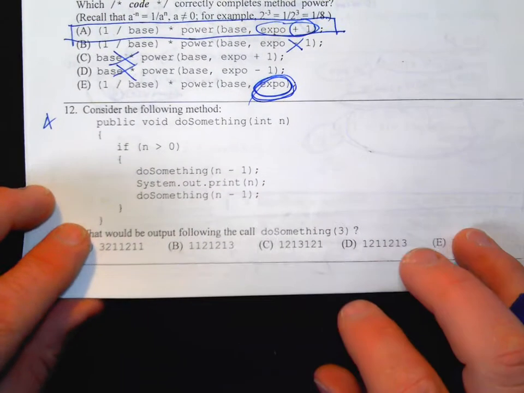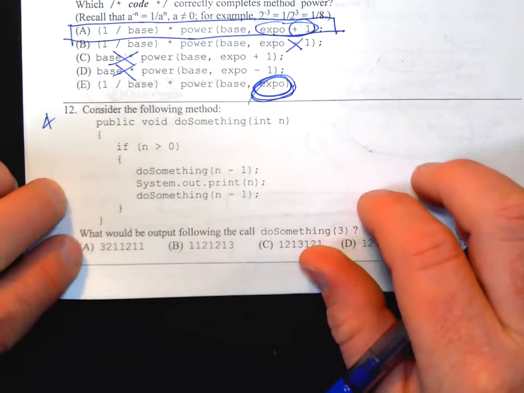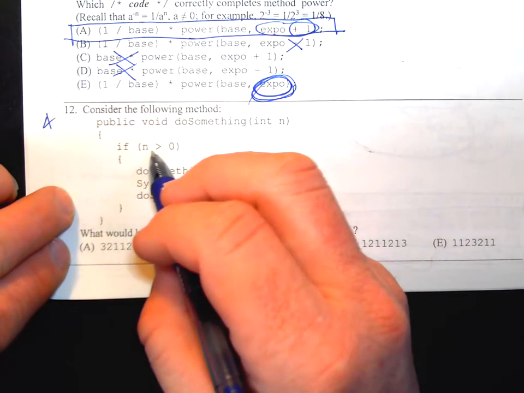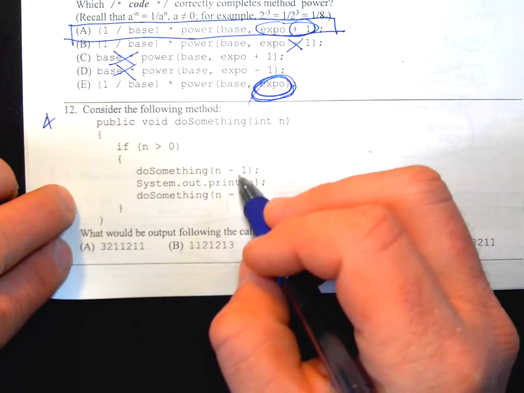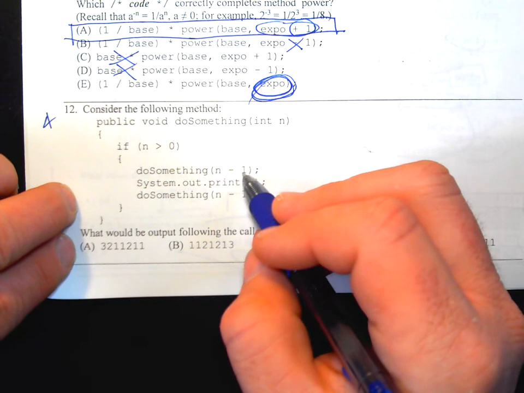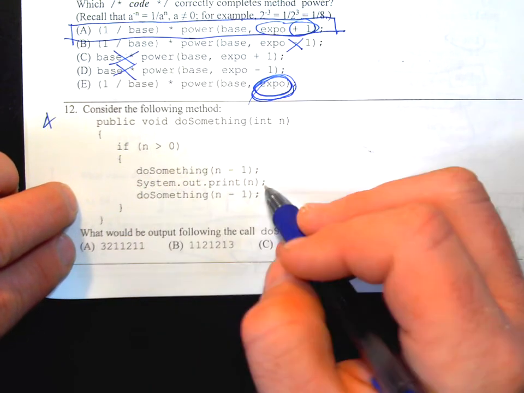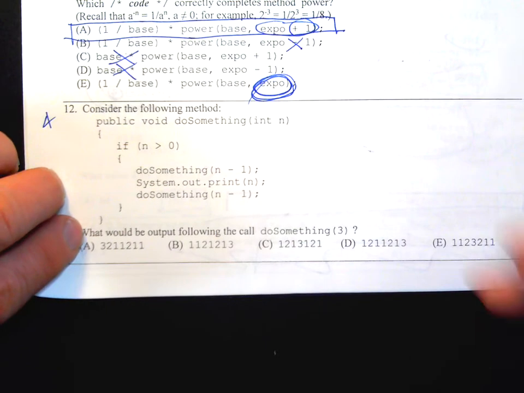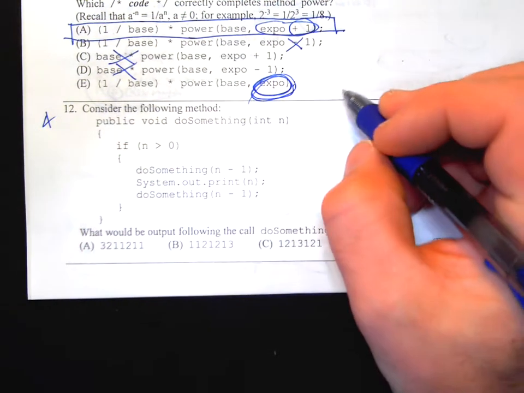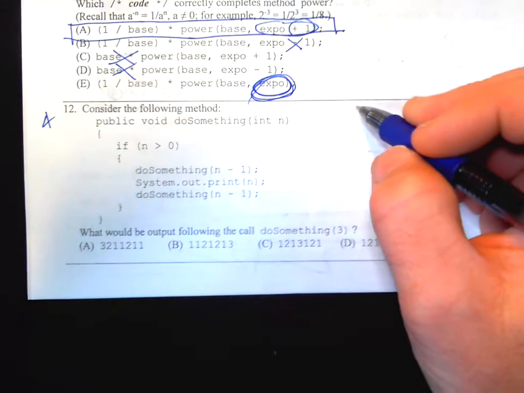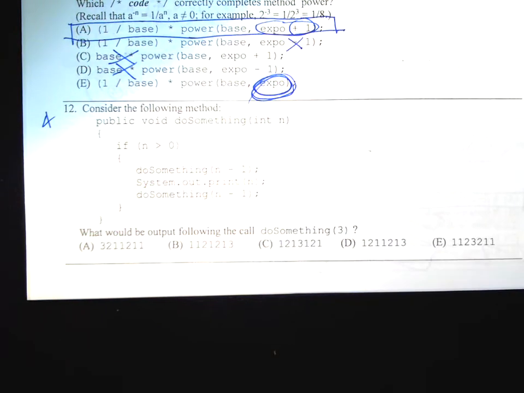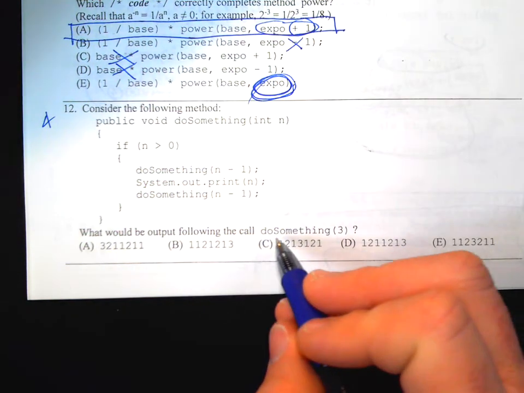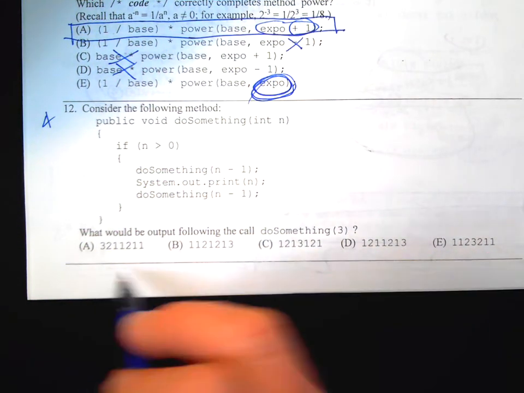12. Consider the following method. Do something, and it takes an integer. If n is greater than 0, you call do something n minus 1, and then you print something out, and then you call do something n minus 1 again. So this one's kind of interesting. I would trace this out. This is not super simple. It says what will be the output following the call do something 3, which look at all these answers.